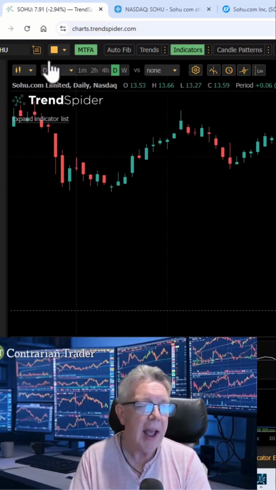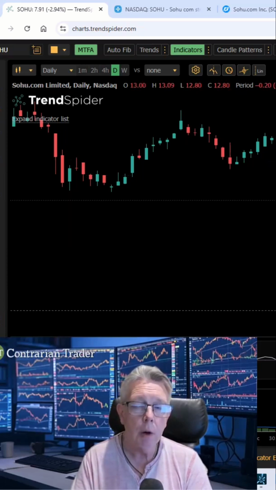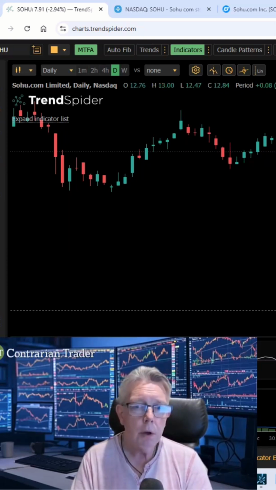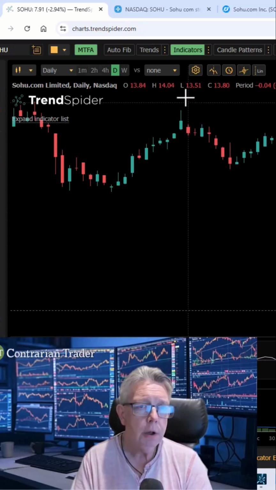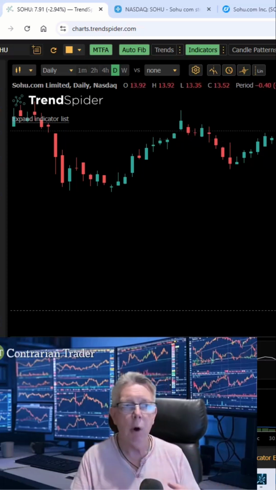Now, you could either A, draw a line, which is fine. Say, okay, if we break this support level, a new lower low, it's probably best to get out. Or you could have used Fibonacci levels. They would have told you to get out once we broke down below the 38.2 level. Then you knew it was game over.